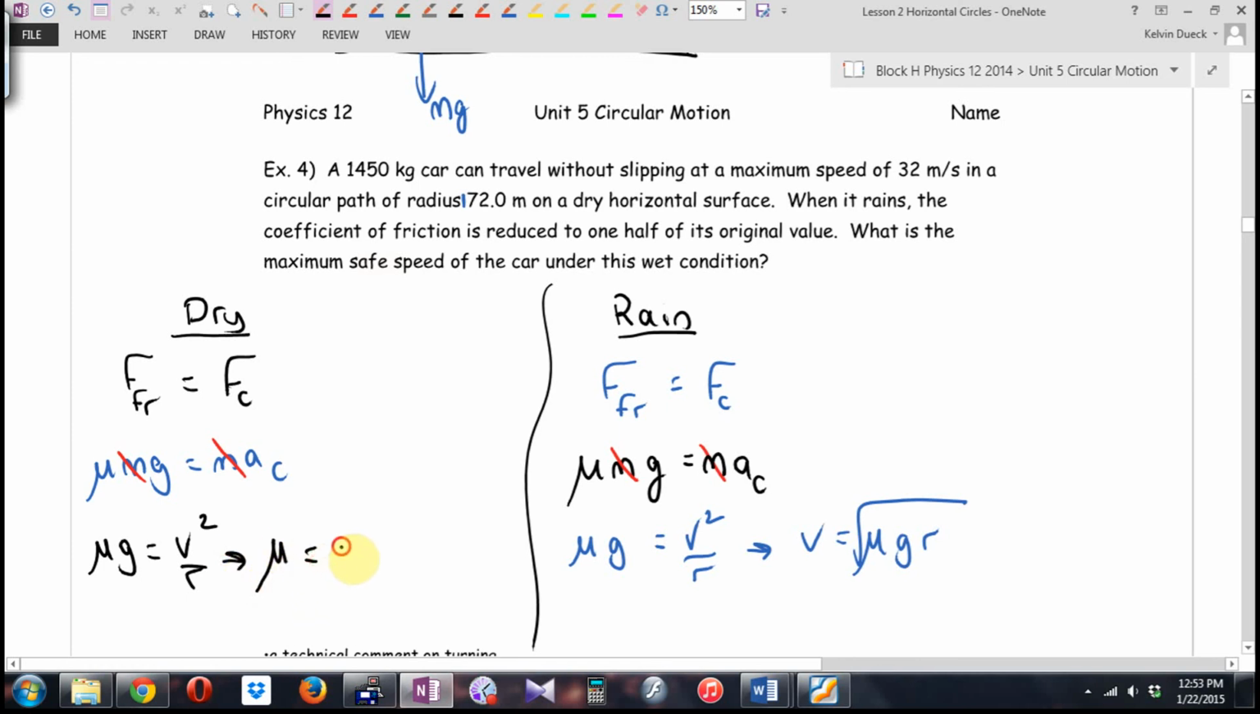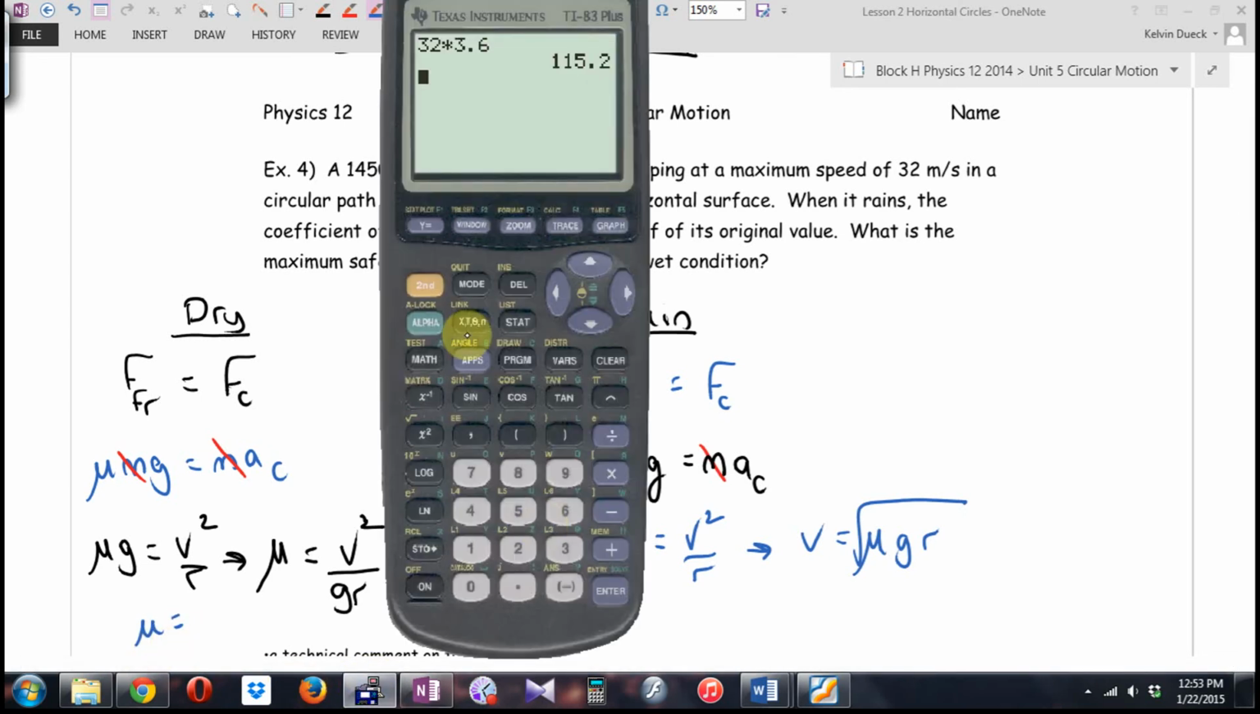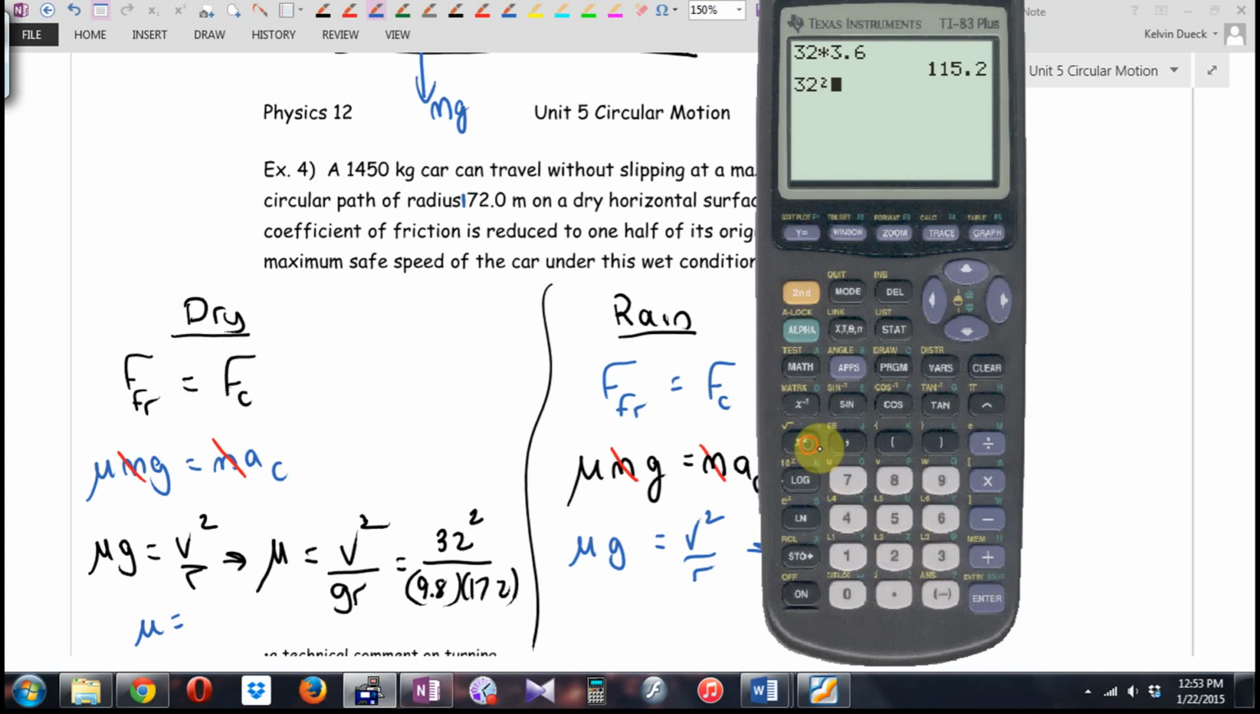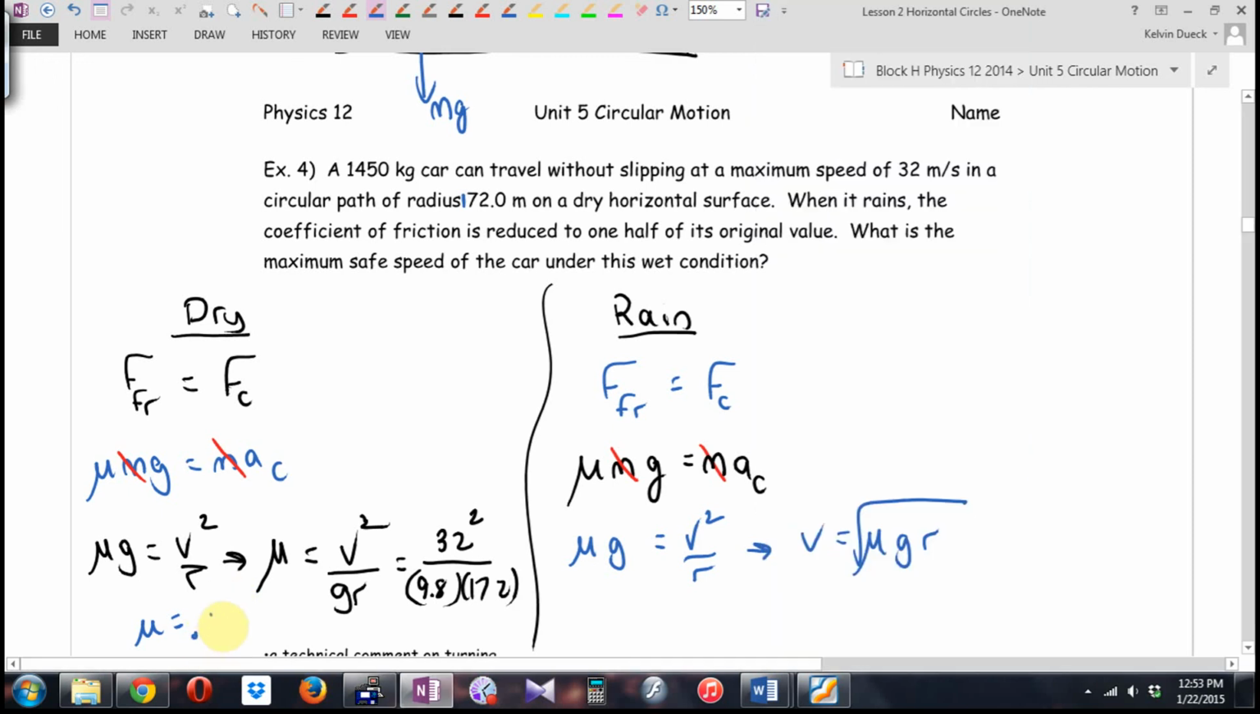Mu is going to be v squared over g r. 32 squared over 9.8 times 172. Oh, I hope I get a better mu here. 0.6, whew, that's better. 0.6075. What are the units for mu?